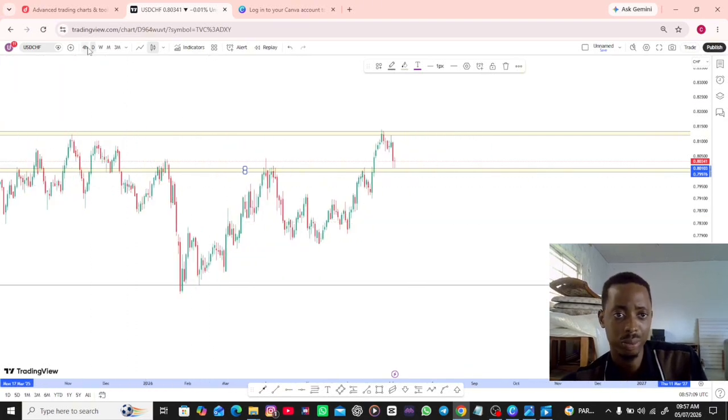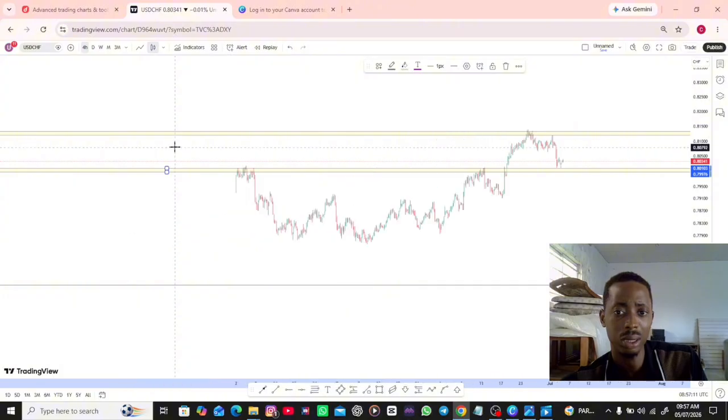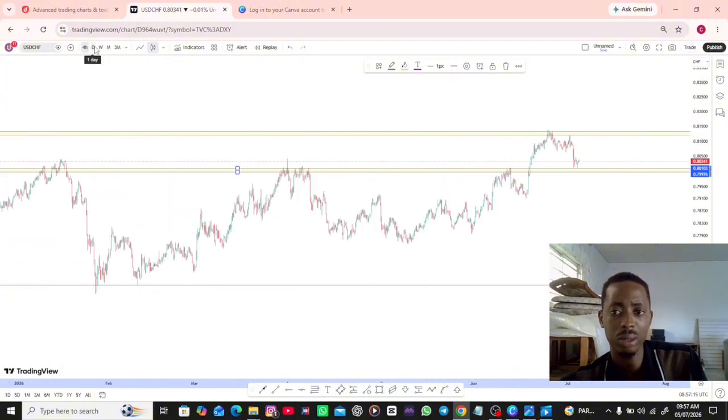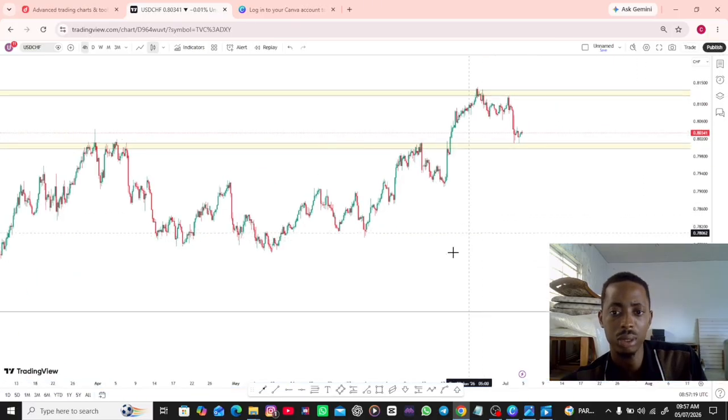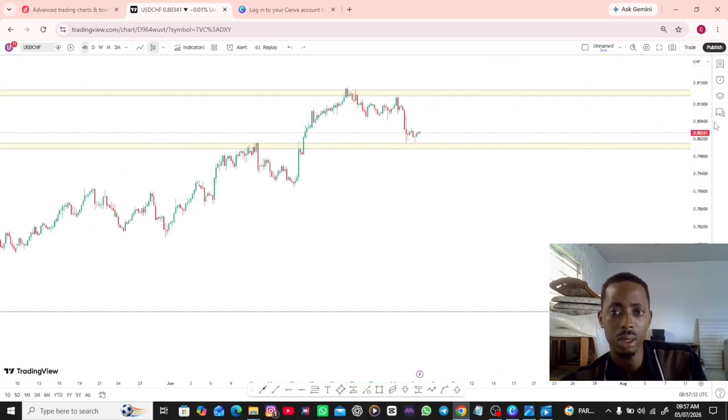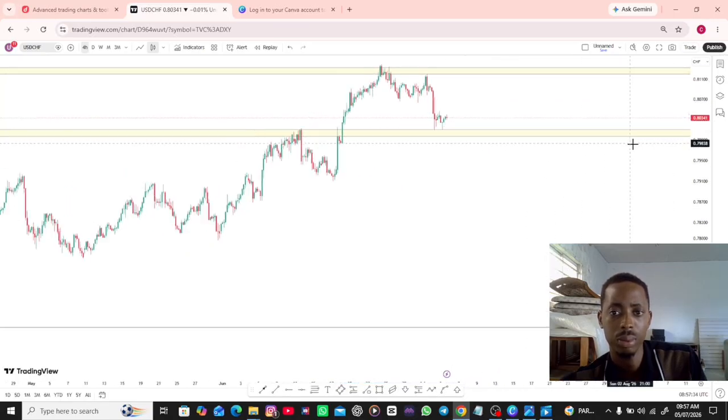So what am I expecting on the USD/CHF? USD/CHF has been a little bit confusing, but let's see if we can put a trend line here. Okay, we are still testing above this trend line. We're still testing above that trend line.